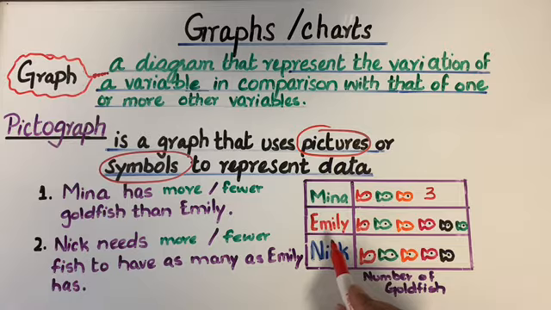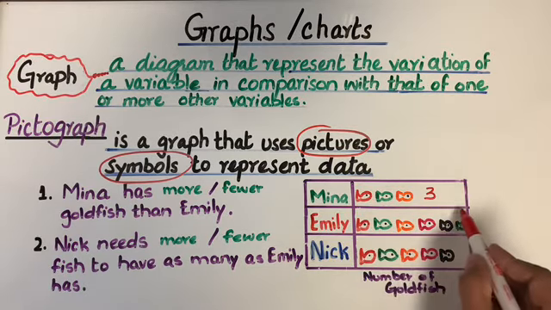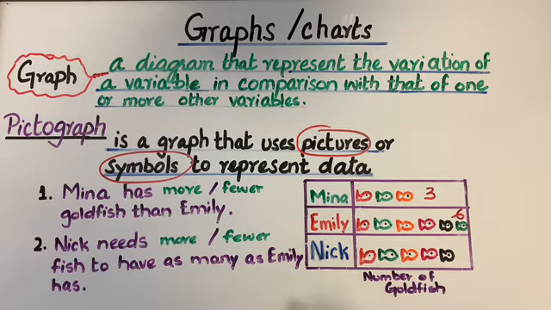How many goldfish Emily has? Emily has 1, 2, 3, 4, 5 and 6. 6. How many goldfish Nick has? Nick has 1, 2, 3, 4, 5. Now I have explained you this pictograph. Let's see what are the questions.